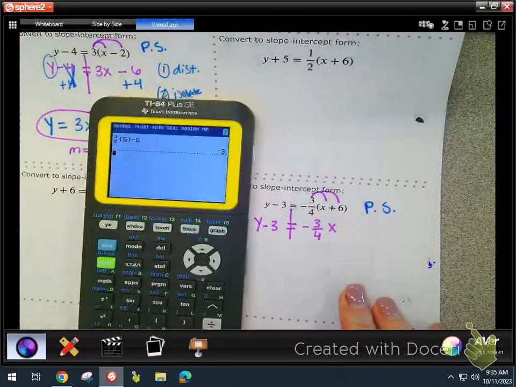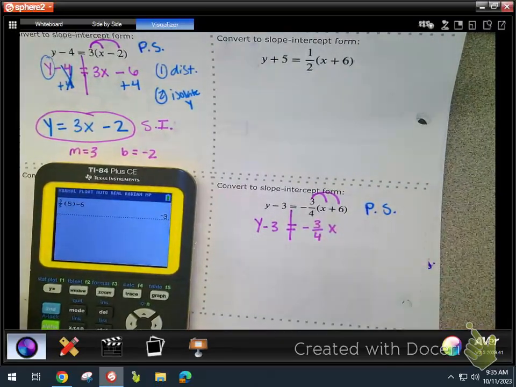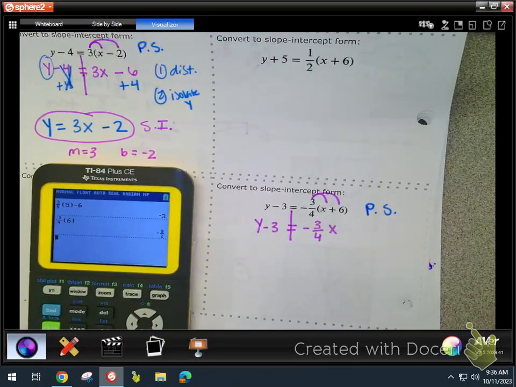Okay, all right, 6 times negative 3/4. All right, might get kind of yucky here. That's okay. We got a calculator. How do you get negative 3/4 in your calculator? Alpha y equals negative 3/4. What are we multiplying that by? Positive 6. And what do we get?